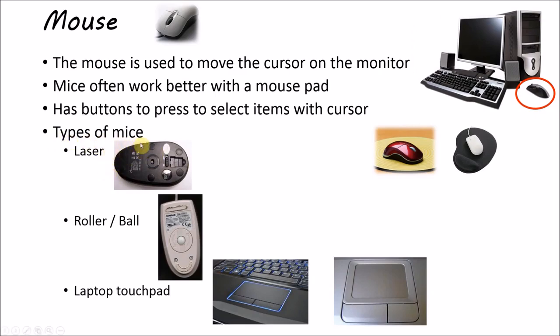So there's laser mice, which, mind you, this is the bottom of the mouse here. It uses a little laser to see which way you're moving the mouse. There's a rollerball mouse, which uses this little ball here to sense what direction you're moving. And there's also a laptop touchpad, which we did go over slightly previously. However, this is one close up. You see you have buttons just like on a regular mouse, and you would use your finger here to control where the mouse cursor is going.